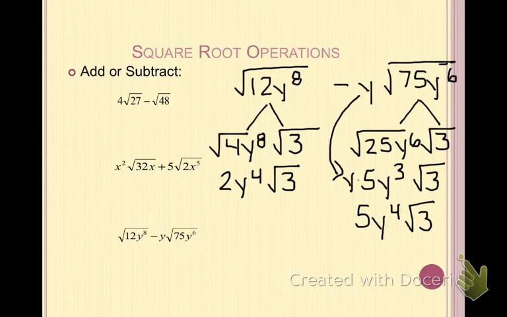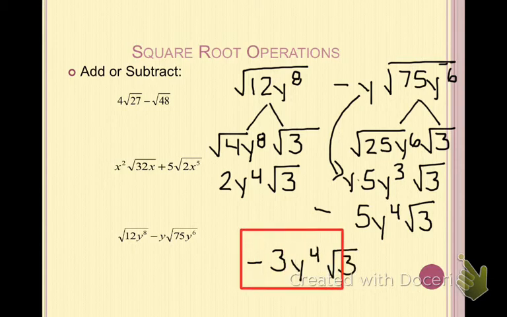Now this one is subtraction, so I have 2y to the 4th root 3 minus 5y to the 4th root 3. 2 minus 5 is a negative 3, and then I still have y to the 4th root 3. And voila, that's my final answer.